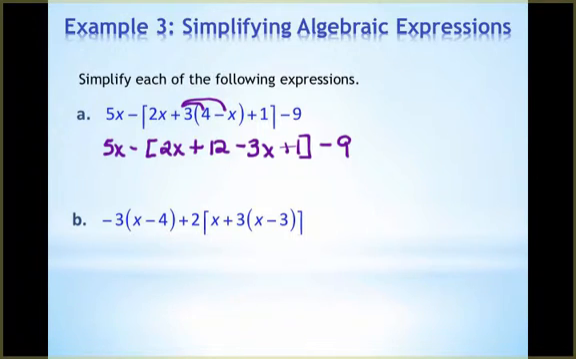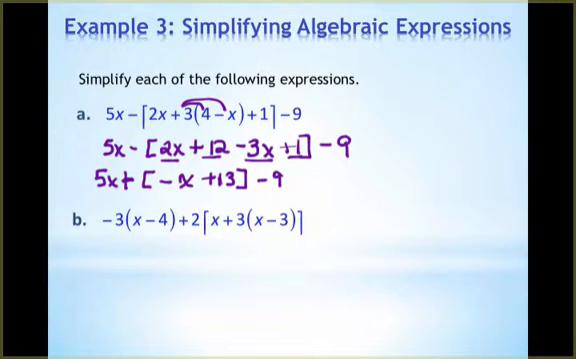Now you could go ahead and combine on the inside. I've got a positive 2x and a negative 3x, so that gives me negative x. And then a positive 12 and a positive 1 will give me positive 13, and then minus 9. Now I can distribute the negative that's out in the front. Think of that as 5x minus, and then I change that to plus the opposite. Then I can combine my common terms. So 5x plus x would be 6x, and then negative 13 and negative 9 would give me negative 22.